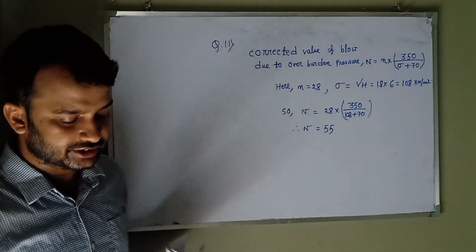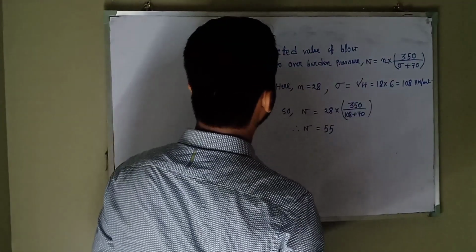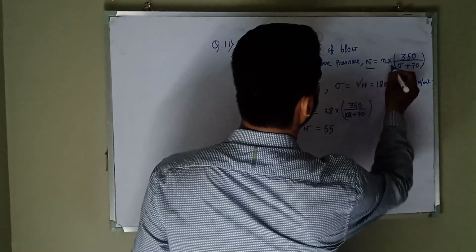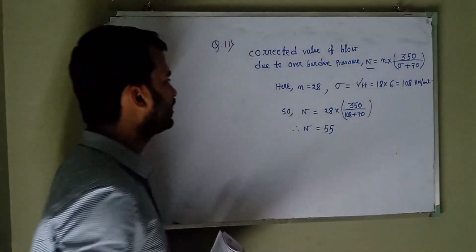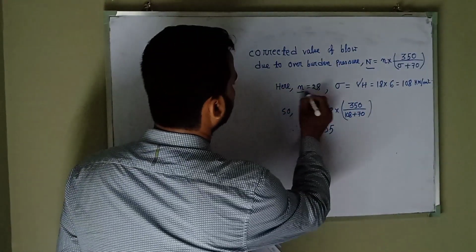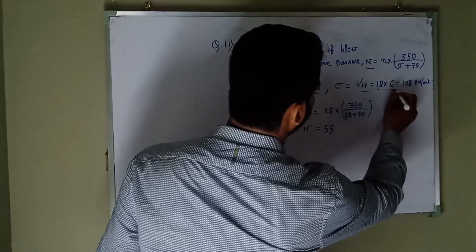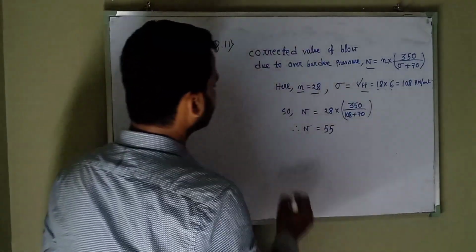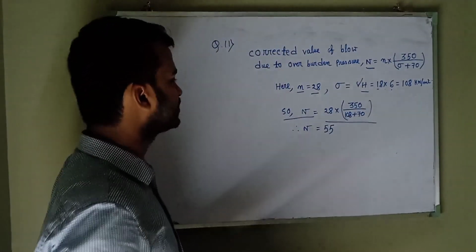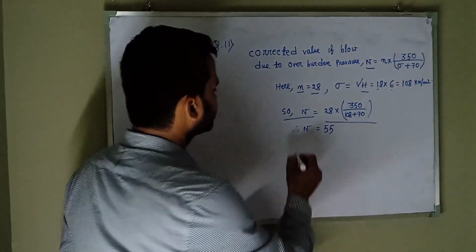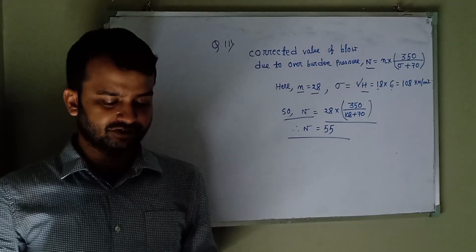Okay, so to calculate this problem, you have to know that the corrected value of blows due to overburden pressure is given by the formula capital N equals small n into 350 divided by (sigma plus 70). In our question, small n is 28 and sigma is gamma h, that is 18 into 6, 108 kilonewton per meter square. If you put this value in the formula, we get 28 into 350 divided by (108 plus 70). So the answer is N equals 55. So the correct answer is option B, 55.